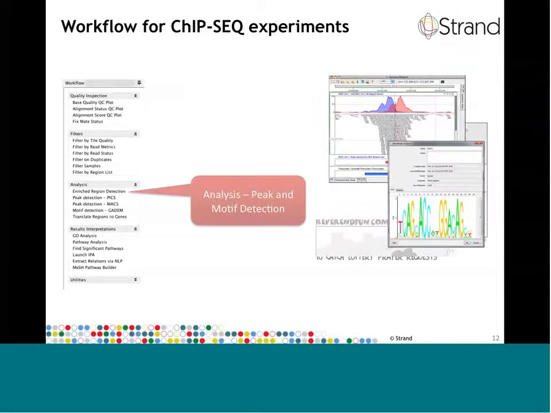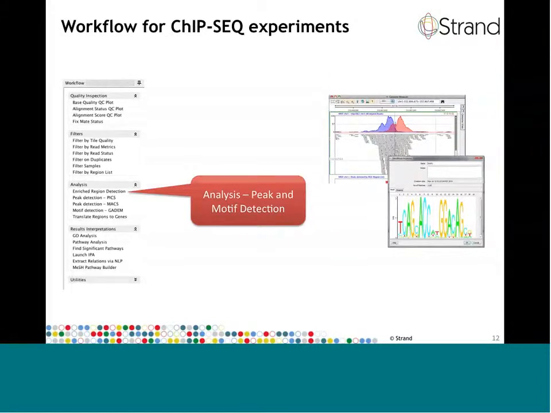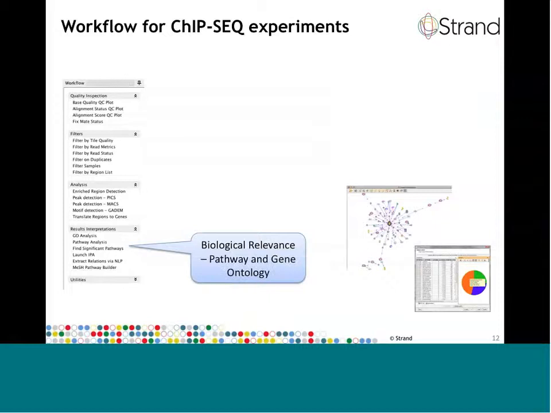After the filtering is complete, the analysis subsection contains a number of analyses that can be performed on this filtered data, in the case of doing peak detection followed by motif detection, for instance. And then the last step in the workflow is to determine the biological relevance of the genes by doing gene ontology analysis and/or pathway analysis.